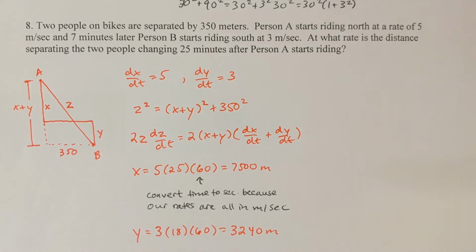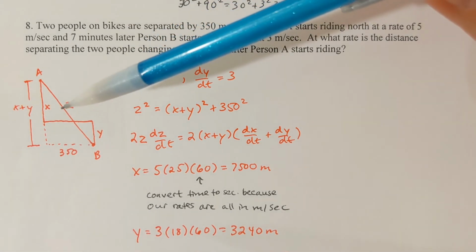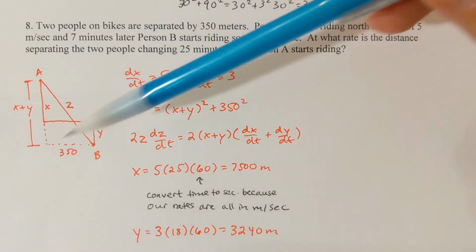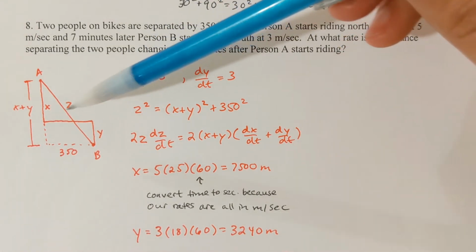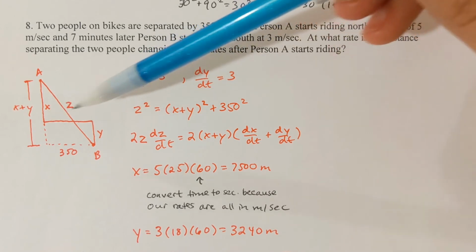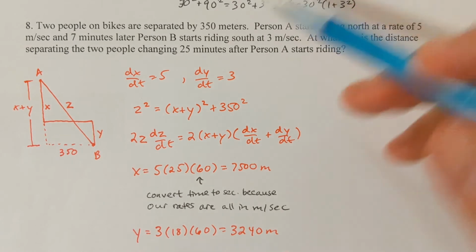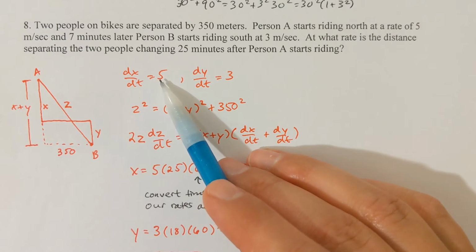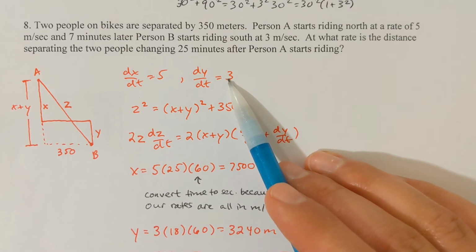I mentioned in the earlier video, draw a picture. A picture is nice to have if you're a visual learner. It can help you get organized with what's going on in the problem. So we have 2 people on bikes, person A and person B. They're 350 meters away from each other. Person A is riding north at a rate of 5 meters per second. Person B is riding south at a rate of 3 meters per second.